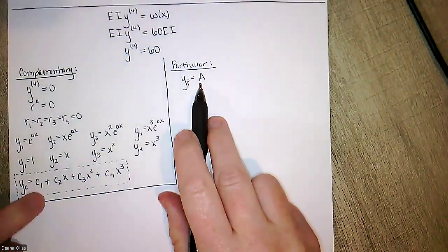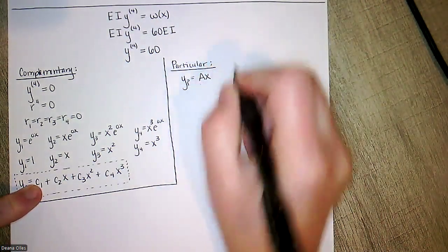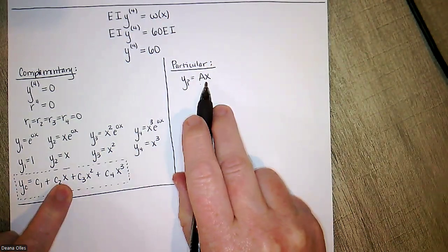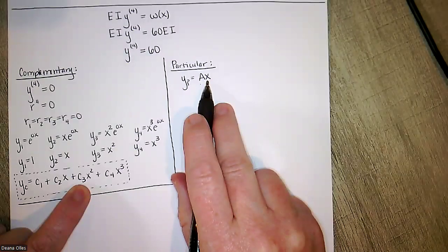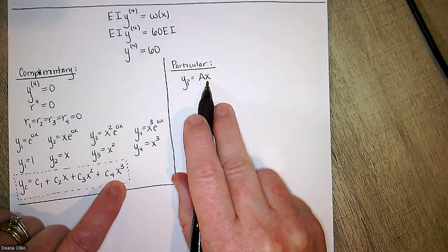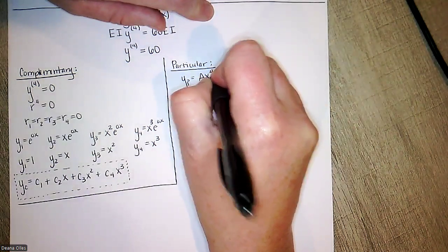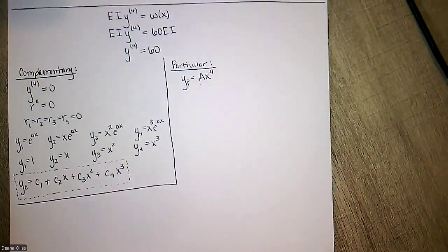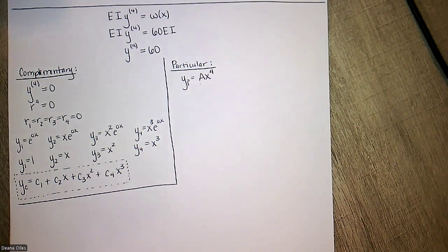The problem is I already have a constant in C1. So if I multiply by x, that would give me linear independence, except I already have an x term. Multiplying by x again gives me x squared, which I already have. Multiplying by x again gives me x cubed, which I already have. Multiplying by x again gives me x to the 4th, which I don't have, so that's what I need. So you have to, again, check your particular against your complementary to make sure that everything that you're looking at is linearly independent of every other term you've already generated in your other solution pieces.